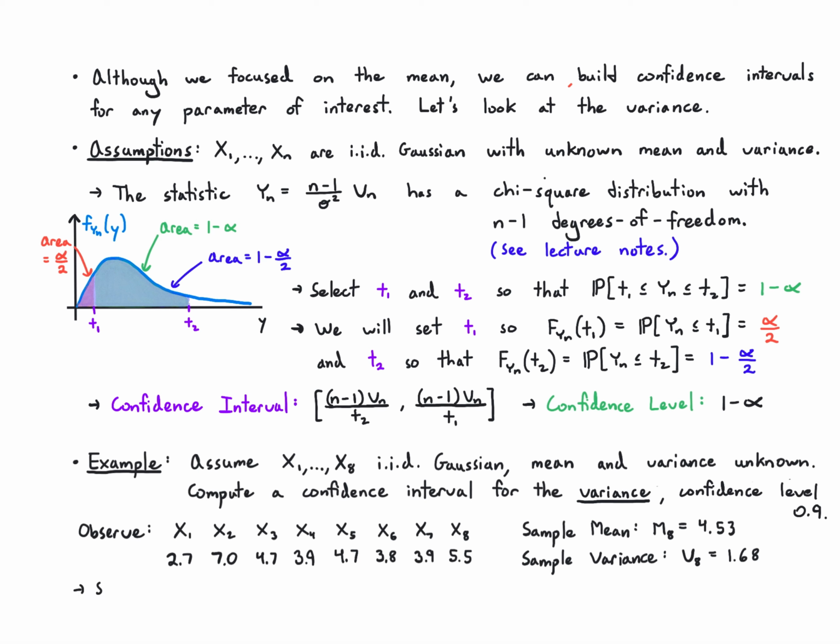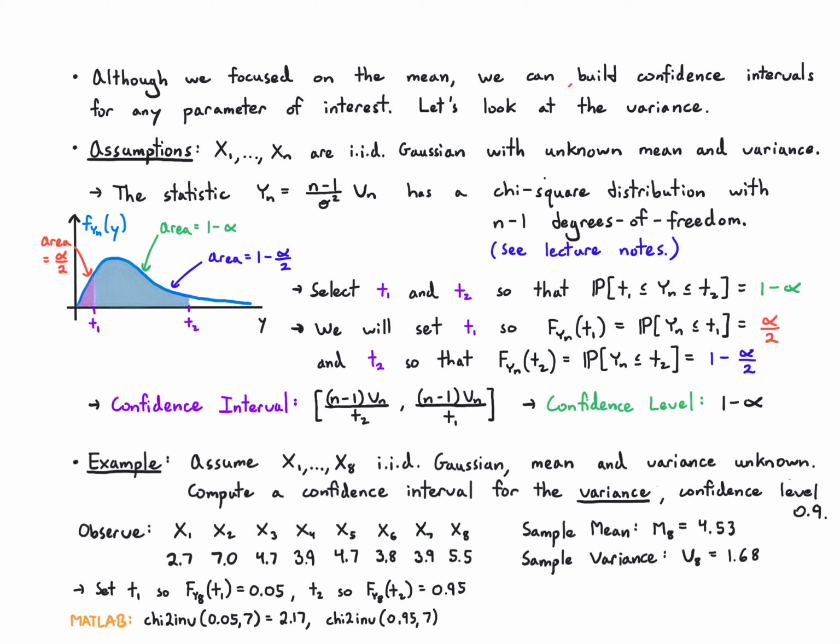So I'm going to follow this process that I laid out above. I'm going to pick T1 so that the CDF at T1 is 0.05. In MATLAB, the way I do that is I call chi2inv for 0.05, and I'm going to use 7. Why do I use 7? Remember, just like on the previous slide, I had n minus 1 degrees of freedom, and here I have 8 points, so that's 8 minus 1, which is 7. That's going to give me, in MATLAB, 2.17. I'm going to do the same thing to get the value T2, with 0.95, like it says above. That's 1 minus alpha over 2. So I plug in 0.95 and 7, and I get 14.07.